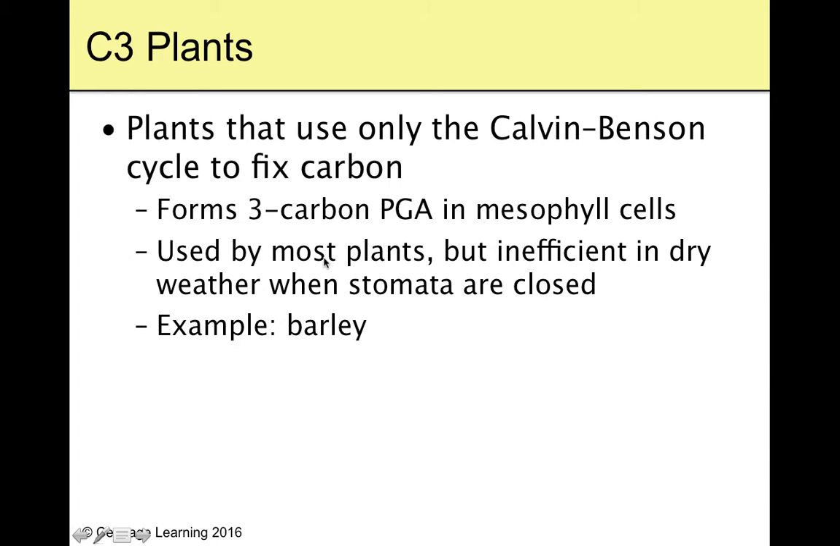It's used by most of our plants, but it is inefficient in really dry weather. And so if you take most of our plants, our garden and our house plants, and you put them in the desert, they're going to be hurting because they use C3. And C3 works fine in most places in South Dakota, in the Midwest, but it's not going to work fine if it's really hot and dry. And so the example of C3 plants, there are many. They give the example of barley, but really most of the stuff we grow, unless you're growing a cactus in your room for some reason, is all pretty much going to be C3.